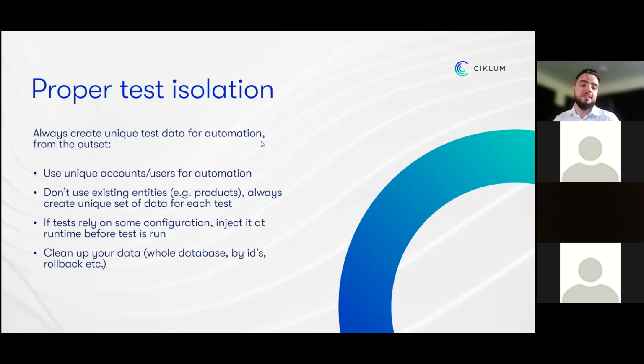For proper test isolation, we should always create unique test data, even when you think you don't need it. Err on the side of caution and create everything uniquely. You should use unique accounts and unique users for automation. You should never use any existing entities in the DB if possible, and most of the time it is possible. Always create a unique set of data for each test. If the tests rely on some configuration, don't expect it to be there. Inject it at runtime before the test is run.